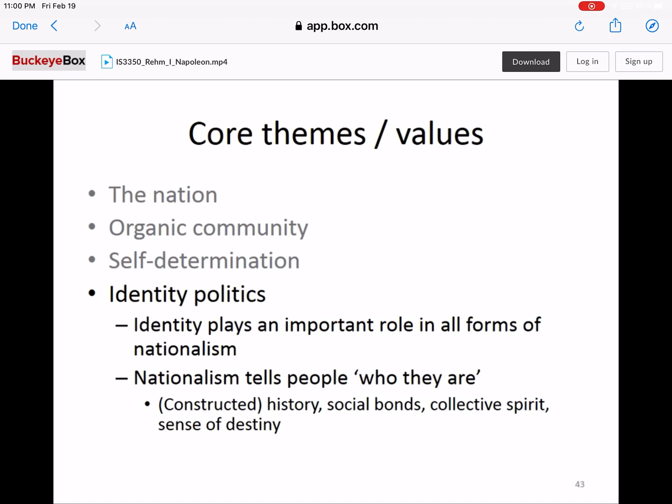Nationalism tells people who they are, and in order to be able to do this, it often relies on history that's sometimes constructed. It suggests social bonds, collective spirits, and a sense of destiny derived from a nation. And this is a difficult task to achieve. How do you get a bunch of people that have no natural bond with each other, that don't know each other, to believe in a nation and to be willing to fight and die for a nation? If you want to put it very negatively, nationalism makes people believe in the same lie at the same time. But that's probably too harsh.